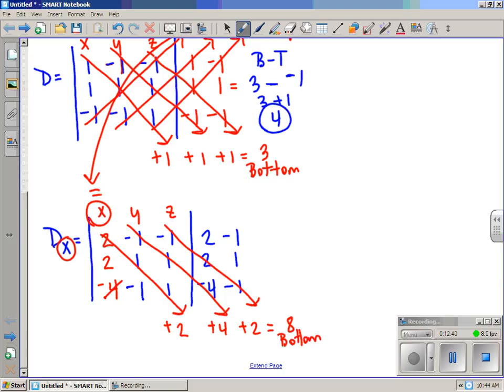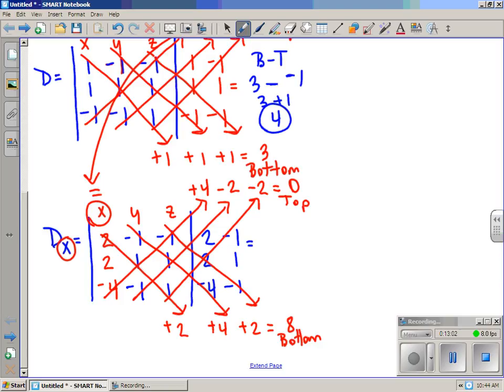Multiply diagonally up. -4 times 1 times -1 would be a +4. -1 times 1 times 2 would be -2. 1 times 2 times -1 would be -2. Add those up. That is the top number.